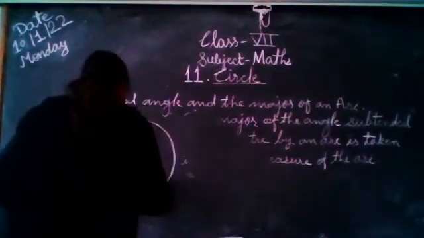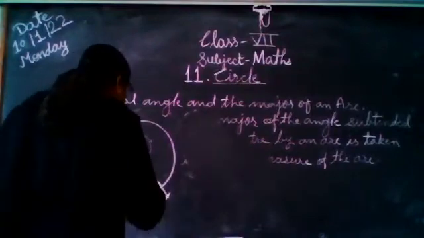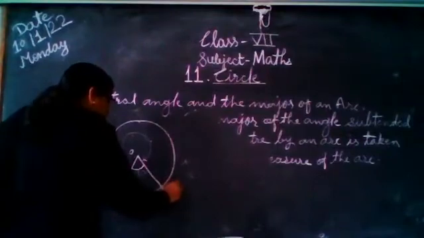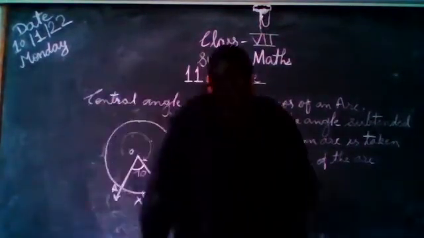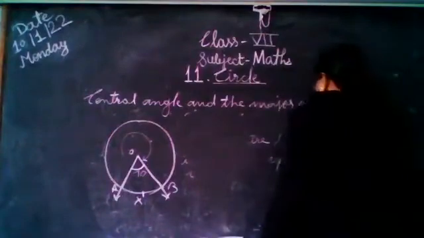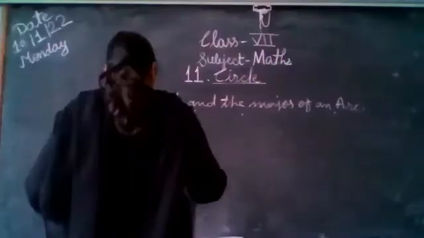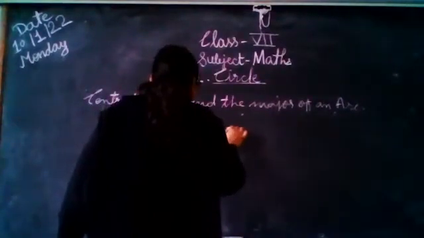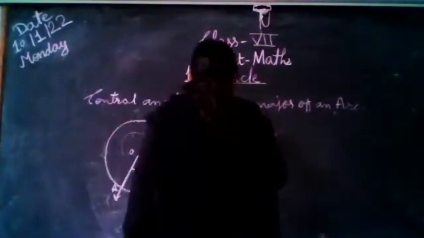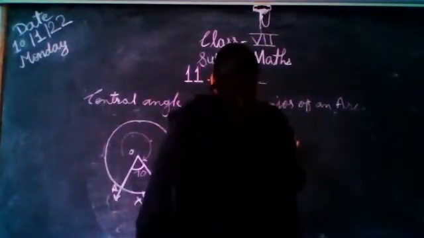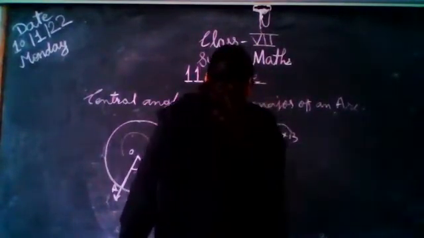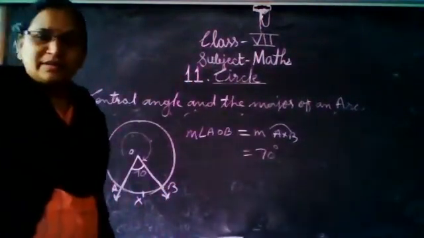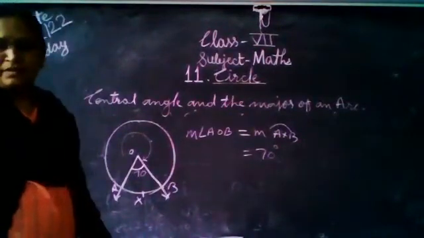Suppose the measure of this vertex angle is 70 degree, and here I am taking A, X, B. So here the measure of angle AOB is equal to the measure of the arc AXB, and it is 70 degree. So the measurement of the arc is also 70 degree. Got it?